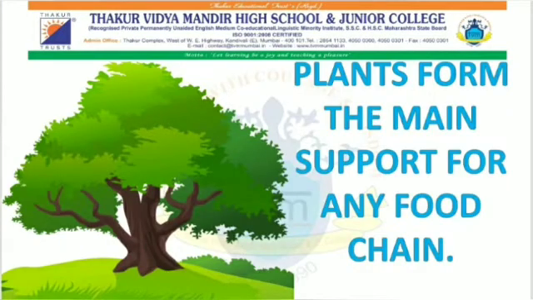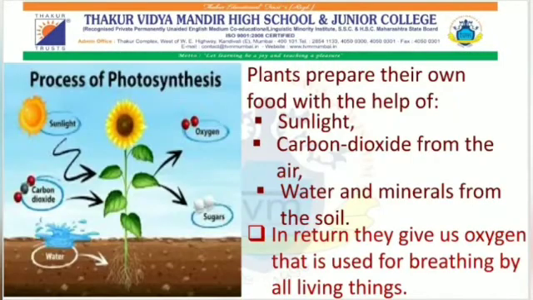In the last slide, we saw many animals eat plants. Other animals eat animals that live on plants. Thus, plants form the main support for any food chain. But from where do plants get their food? Plants prepare their own food with the help of sunlight, carbon dioxide from the air, water and minerals from the soil. This process of preparing food in plants is called photosynthesis. In return, they give us oxygen that is used for breathing by all living things.